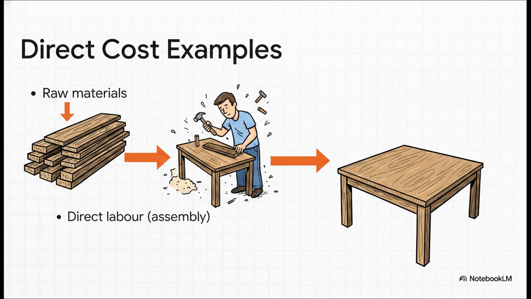And the exact same thing goes for direct labor, like the wages of the assembly worker who is physically building that table. If they get paid per table, or you track their specific hours per table, that hands-on labor is directly traceable. So visualize the physical components and that hands-on labor, those are your direct costs, for sure.